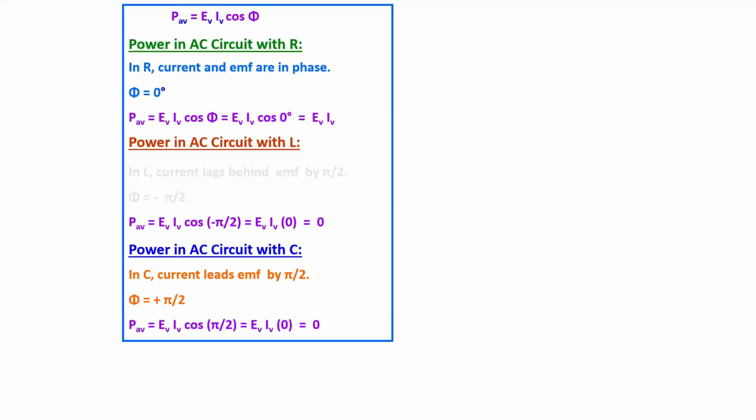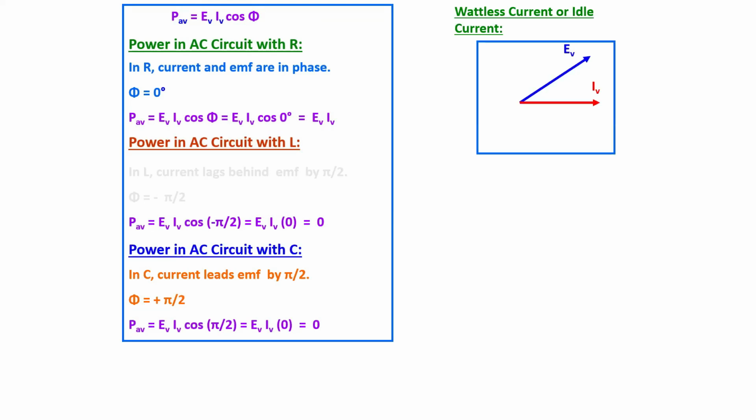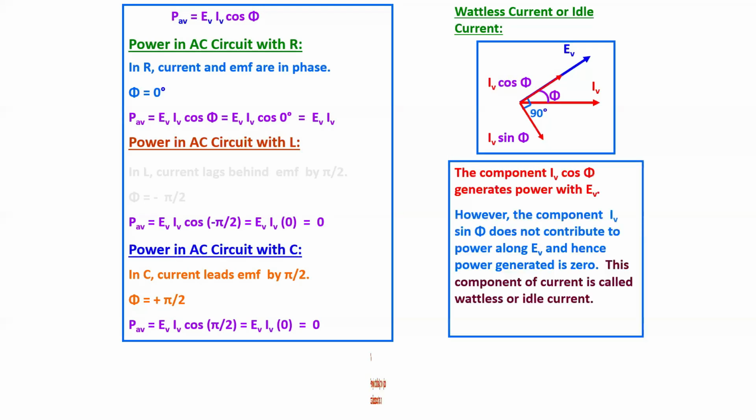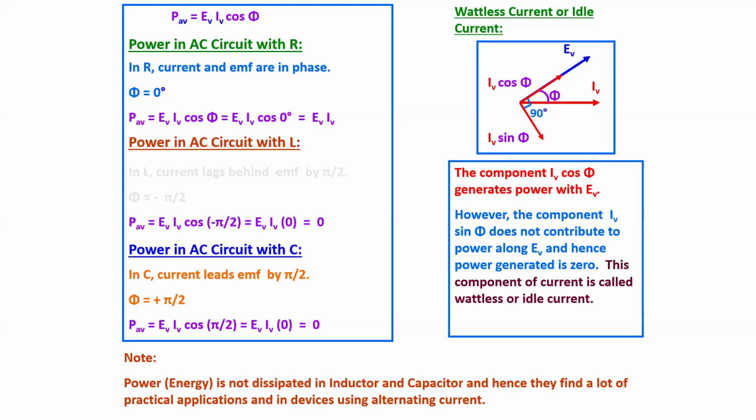So now we are just going to see what will happen to the power in an AC circuit with R, L and C together. So here, in the case of an R circuit, or else we can say when the circuit is having only the resistor, the power will be equal to E rms times I rms.